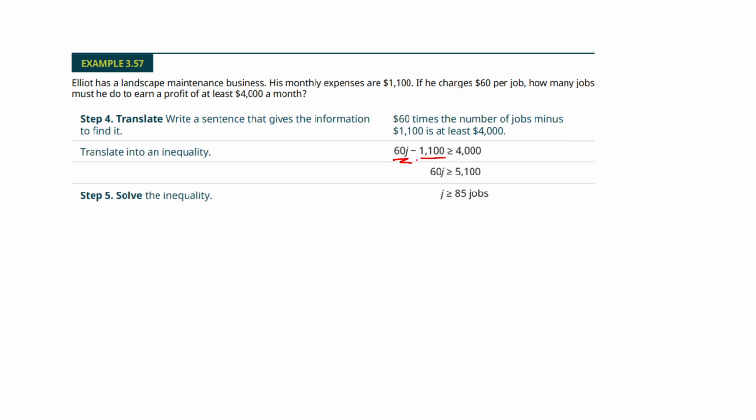So we have 60J minus his bills, and we're looking for a profit to be at least $4,000, so greater than or equal to 4,000. Okay, now we're solving in the normal way. And if he wants to make at least 4,000, he's got to do 85 jobs or more.